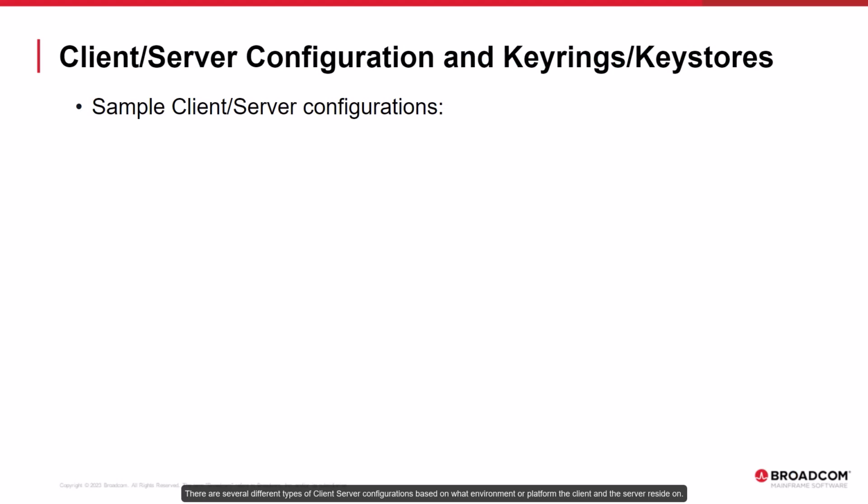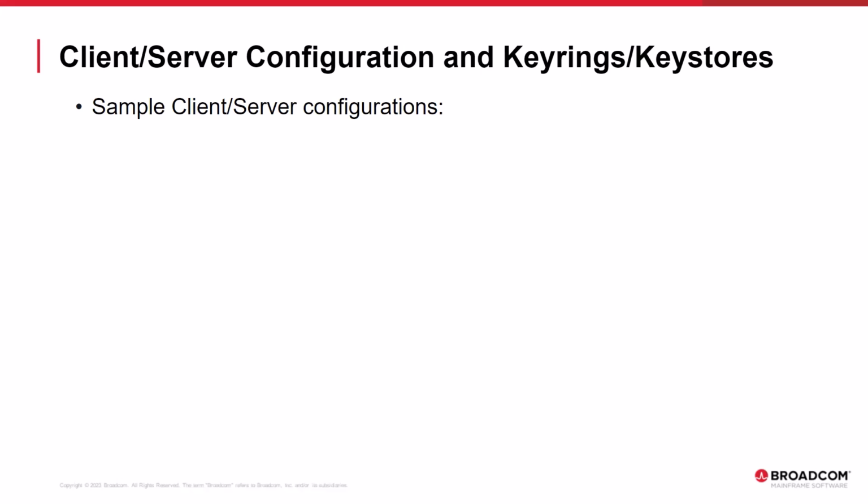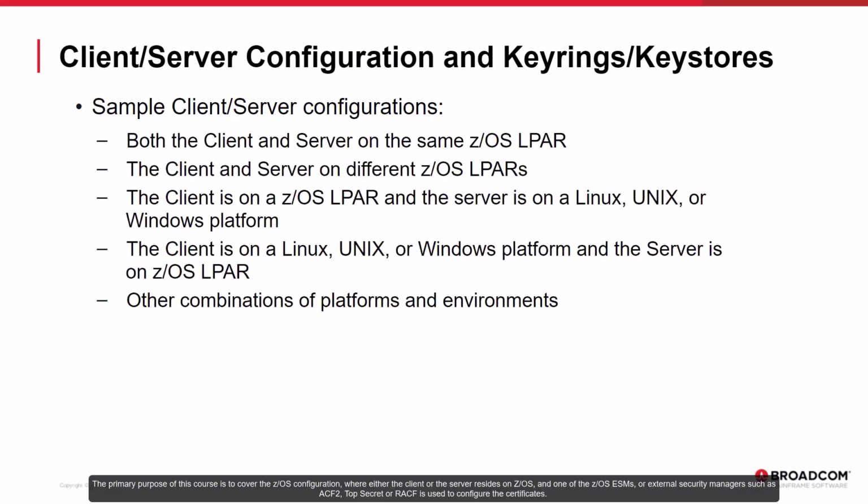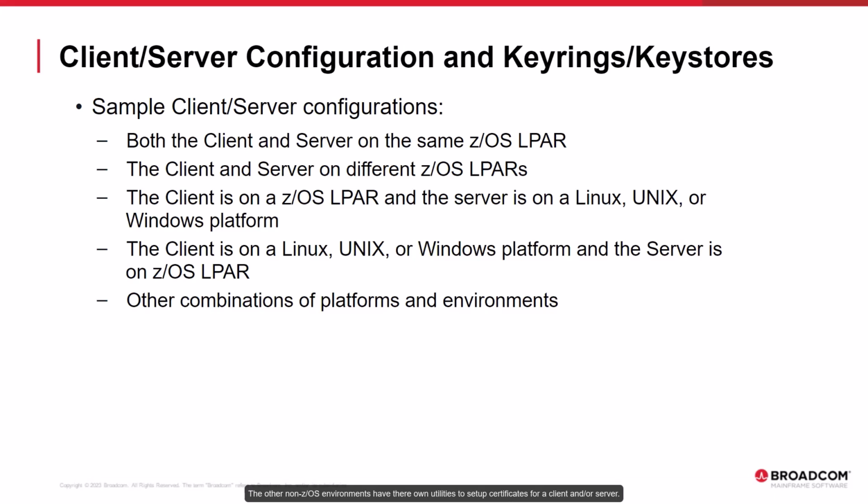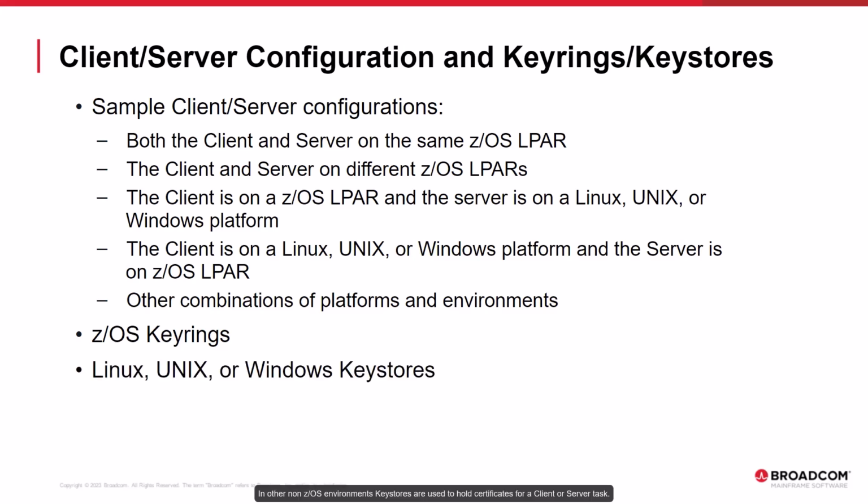There are several different types of client-server configurations based on what environment or platform the client and the server reside on. Here are several examples. The primary purpose of this course is to cover the z/OS configuration, where either the client or the server resides on z/OS, and one of the z/OS ESMs, or external security managers, such as ACF2, Top Secret, or RACF, is used to configure the certificates. The other non-z/OS environments have their own utilities to set up certificates for a client and/or server. In a z/OS environment, key rings are used to associate certificates together for a client or server task. In other non-z/OS environments, key stores are used to hold certificates for a client or server task.